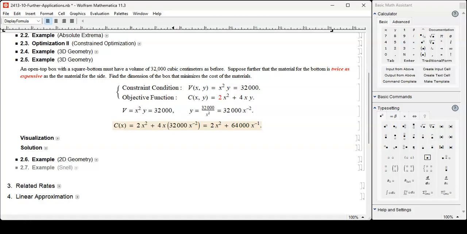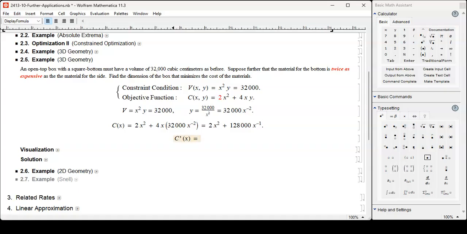So we are ready. We can take the derivative and set it equal to 0. 4 times 32 is not 64, it's 128, isn't it? Okay, sorry about the math mistake. Now this is correct, and let's go ahead. Let's take the derivative and set it equal to 0. 4x minus 128,000 x to the negative second power, and set it equal to 0.